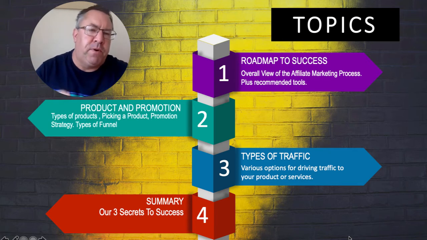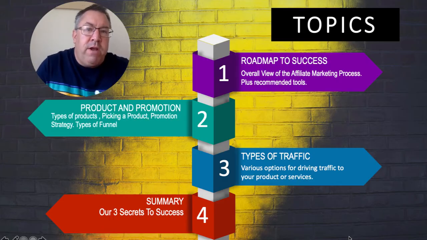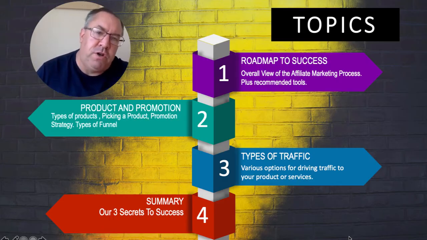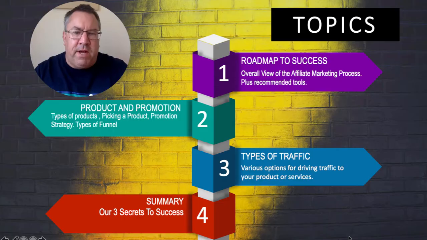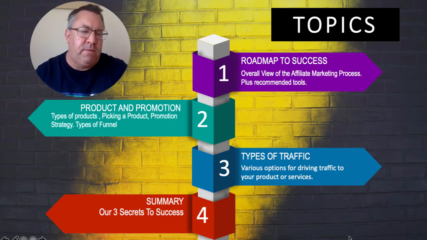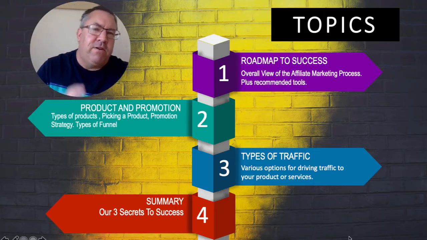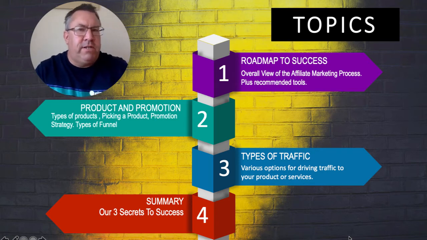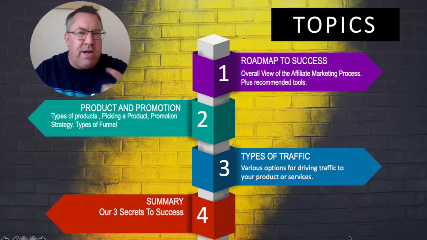So the second thing we'll go through is the product and promotion piece. So how you actually go and find the types of products that you're going to promote, where you go and pick those products, the types of promotion strategies you can use, and then the types of funnels that you can use. So if you're a complete beginner and you don't know what funnels are, I can go through all of that stuff when we get to that stage. Then I'll talk to you about where you can actually get people who will visit your product and service and buy. So that's the types of traffic that you can generate. So I'm going to give you some various options of traffic and actually some places you can get started pretty quickly. And then I'll go through a whole summary with our 3 secrets of success. Easy for me to say. And also I want to go through my 12-step action plan. I'll show you that in a little bit of detail, and then obviously you can go and grab that below.